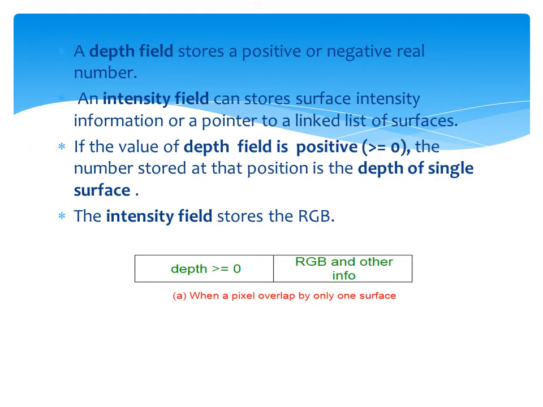The depth field stores positive or negative real numbers. An intensity field can store surface intensity information or a pointer to the linked list of surfaces. If the value of the depth field is positive, that is greater than 0, the number stored at that position is the depth. That is, it contains only one surface. The intensity field stores the RGB. This diagram shows this information.